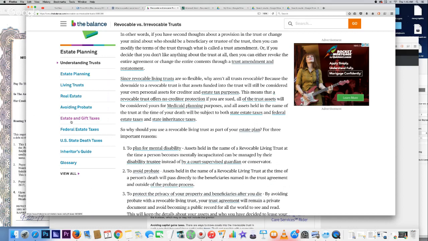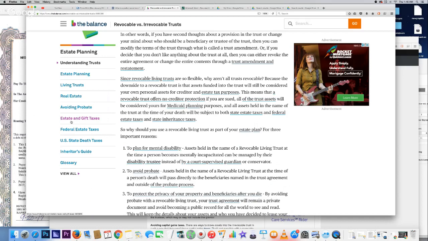Now, since the revocable trusts are so flexible, how come all trusts aren't revocable? Because of the downside, here we go, pros and cons. The downside to a revocable trust is that the assets funded into the trust will still be considered your own personal assets for creditor and estate tax purposes.